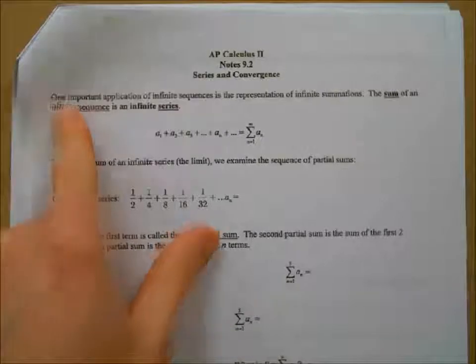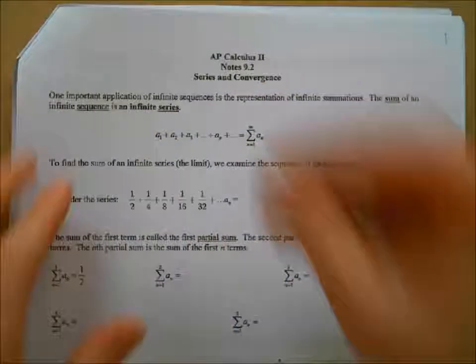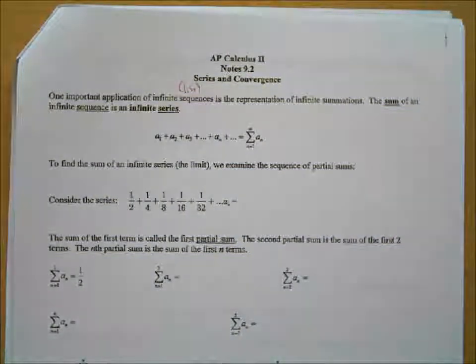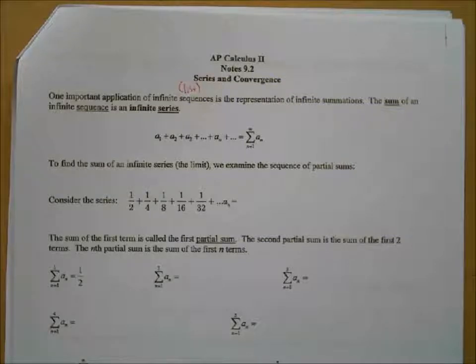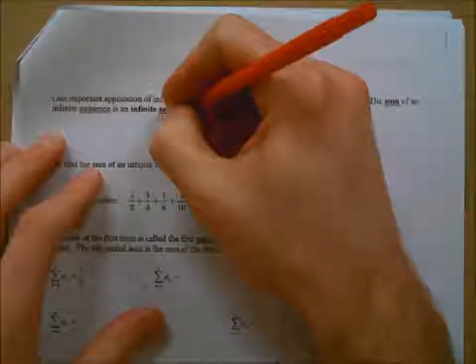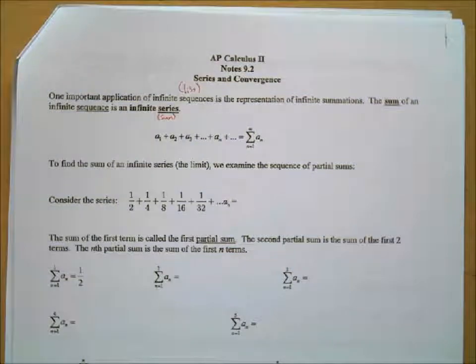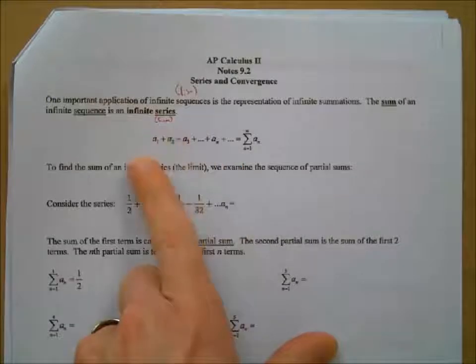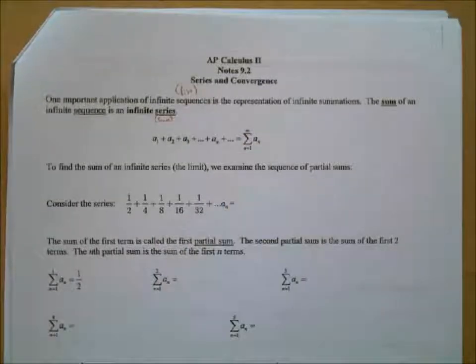One important application of infinite sequences, which is a list of numbers, is the representation of infinite summations. The sum of an infinite sequence is an infinite series. I know it's going to be confusing because both sequence and series start with S. We tend to talk about these things in the same breath in mathematics. A sequence is a list of numbers, a series is a sum of numbers. You can see here our traditional sequence, where the terms would be separated by commas, but since we have a sum now, it's represented by the sigma notation.